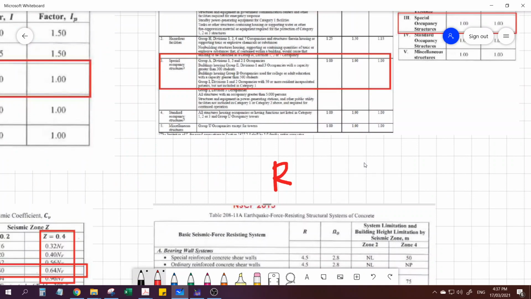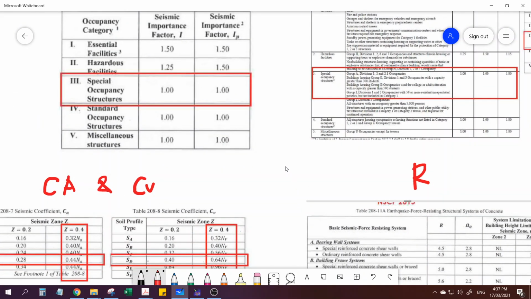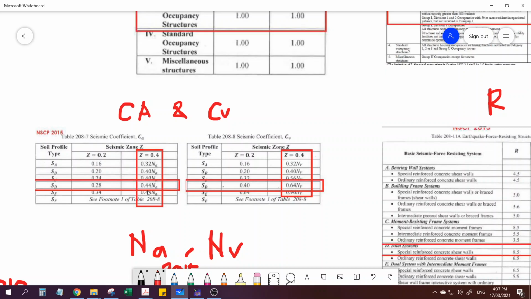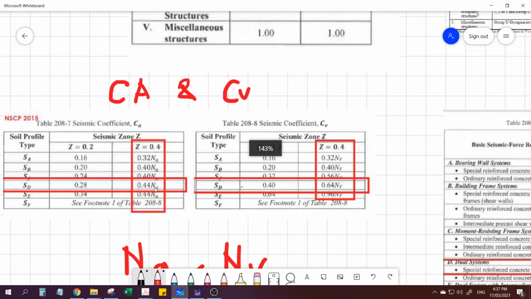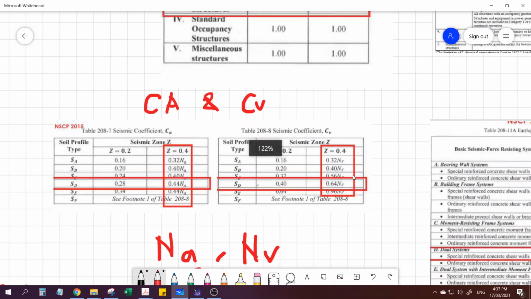Next, we now know NA and NV, so we can now determine CA and CV. Since we now know the soil type is SD, that means we will be using 0.44 NA and 0.64 NV. We are under Zone 4, or 0.4 as PGA. Okay. What else?